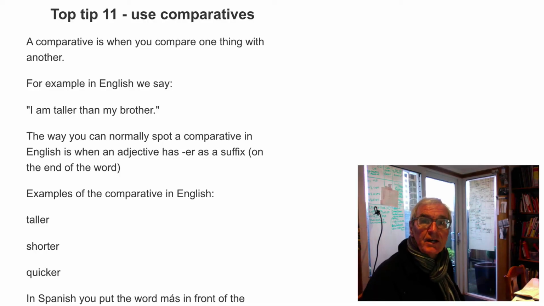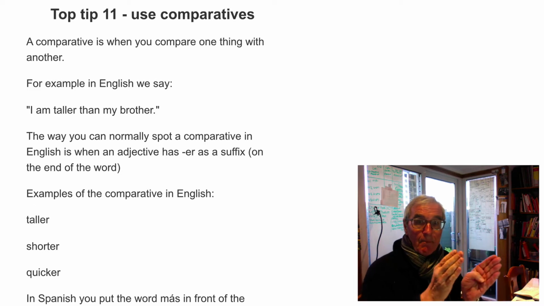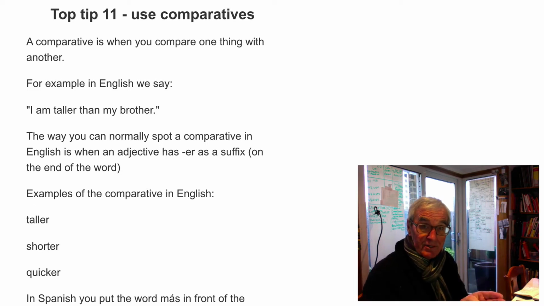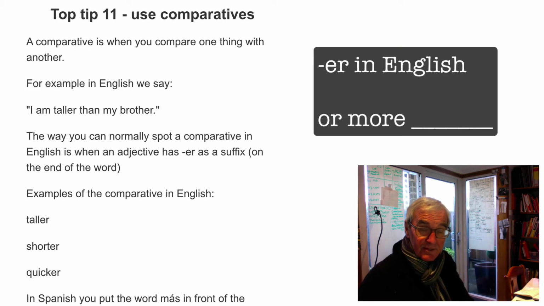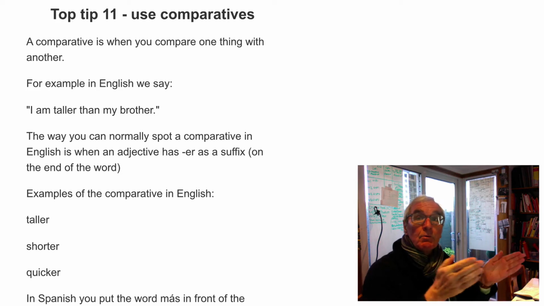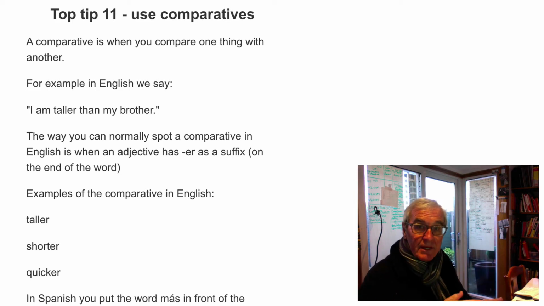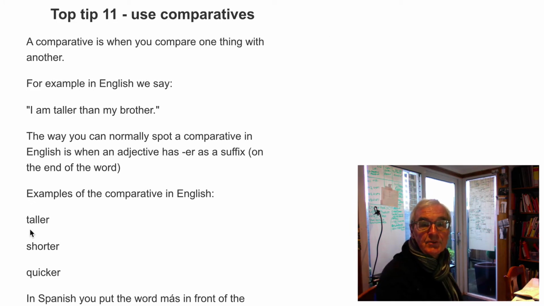A comparative is when you say something is bigger or smaller than something. In other words, you go big, bigger, that's the comparison, biggest. Small, smaller, smallest. So a comparative is when you compare something with something else. Bigger, smaller, taller, shorter. You get the idea. And as you can see on the screen here, I'm just highlighting examples of that.